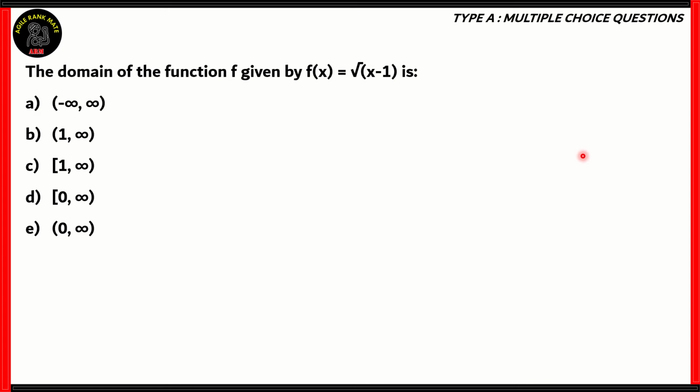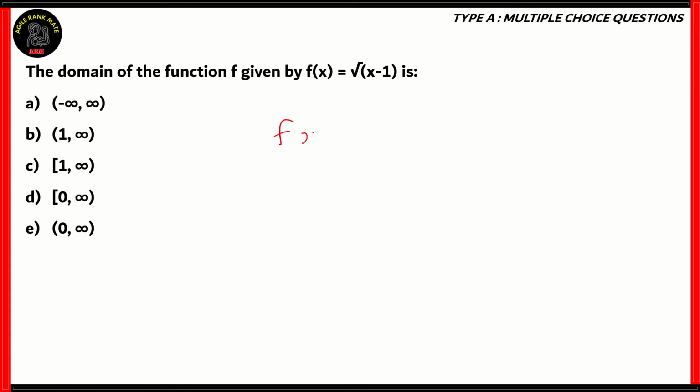Here's our first question. The domain of the function f given by f(x) equals under root of x minus 1 is: closed interval minus infinity to infinity; closed interval 1 to infinity; open interval 1, closed interval infinity; open 0, closed infinity; closed interval 0 to infinity. So how do we solve this question?